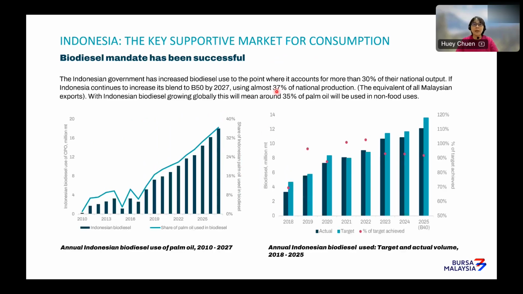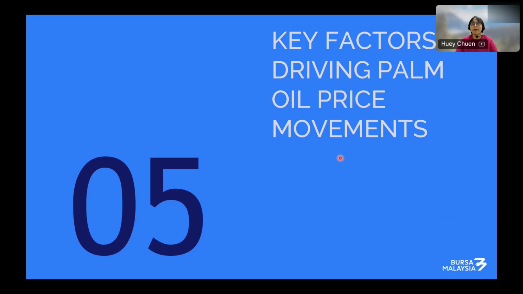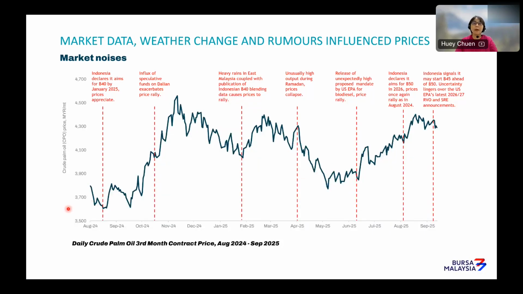So I think Indonesia is still the largest palm oil user, as I mentioned. Biodiesel is the major use and the growth for Indonesia, and this is one of the biggest supporting factors to the elevated price that we are seeing today. So what are the key factors driving the palm oil prices? I have pulled out these charts, which are the 1 year price chart.